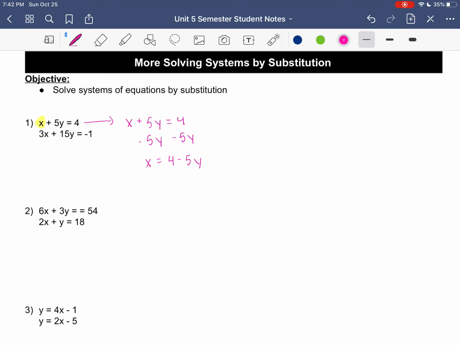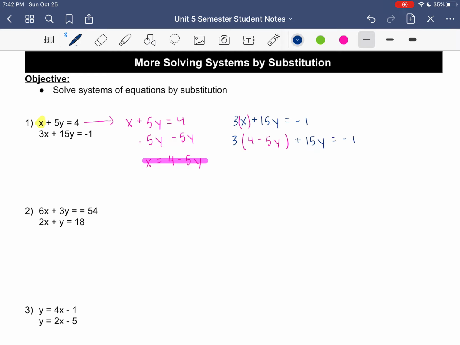So now we're going to take that equation, and that's what we're going to substitute into our other equation. And in this case, we'll do that in place of x. So we're going to take this piece and substitute it into our other equation, which is 3x plus 15y equals negative 1. So I'm going to replace that x with the expression 4 minus 5y. So I have 3 times 4 minus 5y plus 15y equals negative 1.